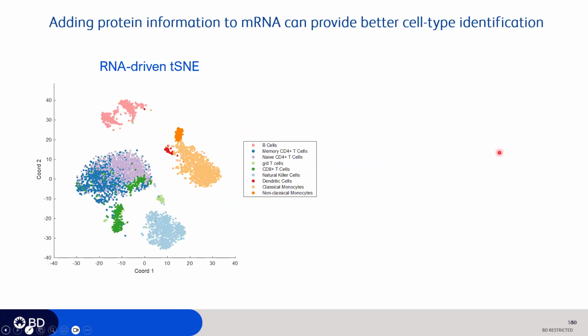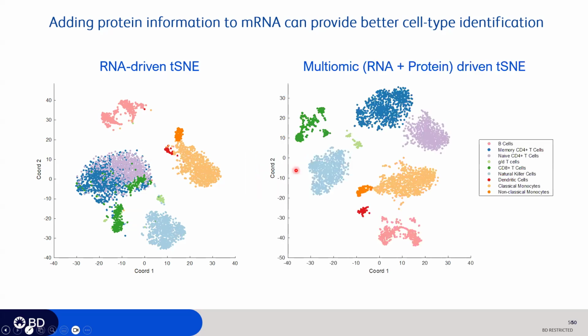Another example here, we have an RNA-driven T-SNE clustering plot where we're looking at various immune cell subtypes. And we get some pretty decent clustering of cell types clustering with like cell types to give us an idea of what these cell populations are. But if we look at this cluster down here, this is actually a mix of our memory CD4s, naive CD4s, and some CD8s. When we layer in our protein information, we're able to get much better separation of these different clusters and subpopulations, which allows us to do even deeper investigations of our data sets.